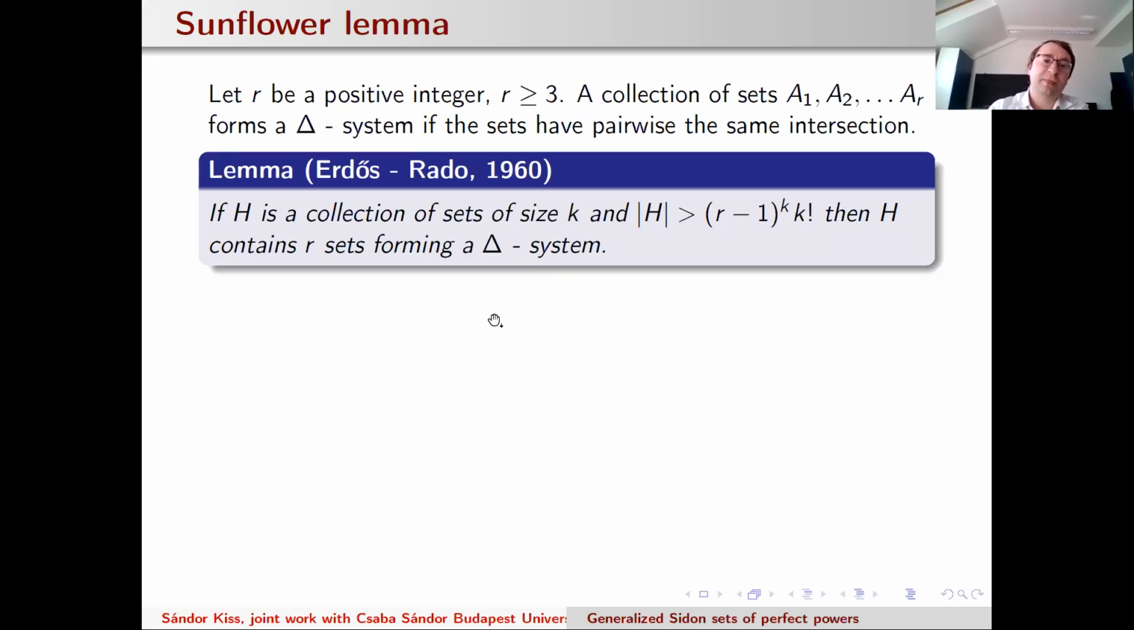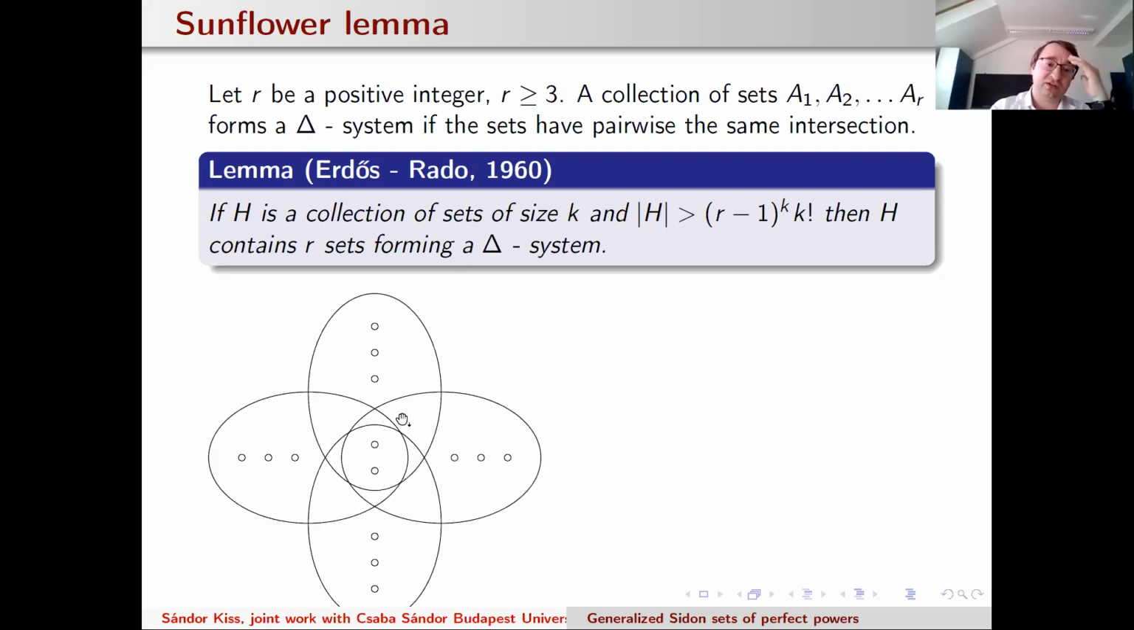Okay, so how to use this delta system configuration in our case? If we have a representation of a positive integer n as a sum of h terms, then we can assign a set to these representations. We can put the terms of the representation in a set. So if we have a positive integer with a lot of representations, then it means that we have a lot of sets formed by the terms of each representation.